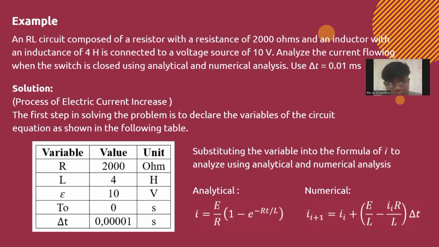Then this is the new example. There is an RL circuit composed of a resistor with a resistance of 2000 ohms and an inductor with an inductance of 4 Henry connected to a voltage source of 10 volts. And we can analyze the current flowing when the switch is closed, or on, using analytical and numerical analysis.